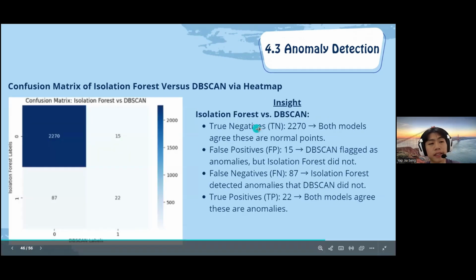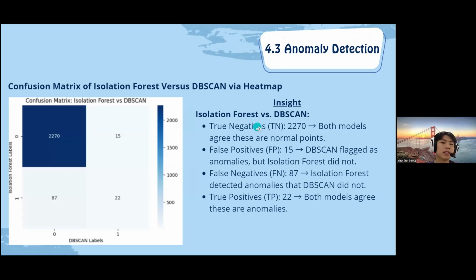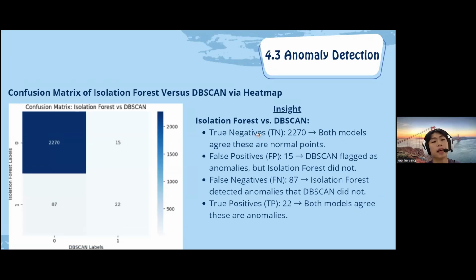And this is the result of Isolation Forest versus DBSCAN. The analysis shows the true negative is 2,270, the true positive is 22, false positive is 15, and false negative is 87. This means that DBSCAN and Isolation Forest share some agreement but have differences in anomaly sensitivity.